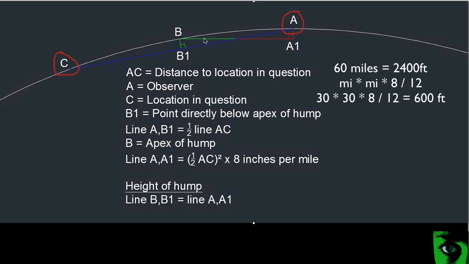And not only is there the curve between the two, but there is the straight line between the two. So we've got two different lines to deal with. Now B, this is the point of the apex in the curve. This is the highest point in the middle, and that's what we want to measure.